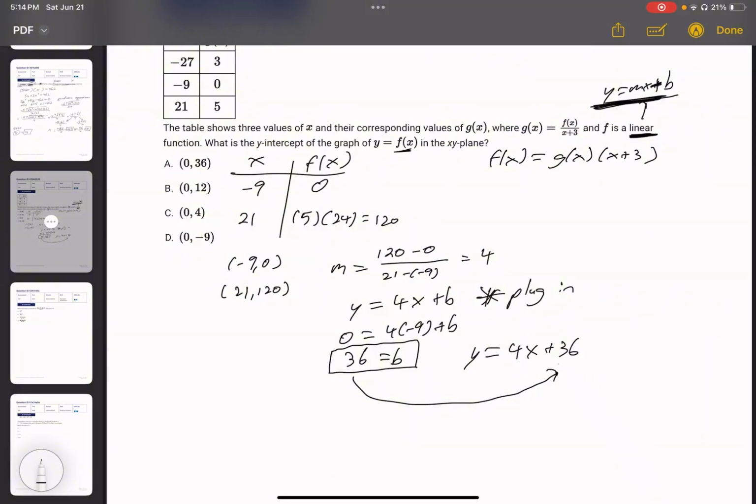Because at your y-intercept, the x value is always 0. In this instance, it would really look like this, because it's a positive slope. But you get the gist of it: at 0 and then at a y value. So this would be 0, comma 36.